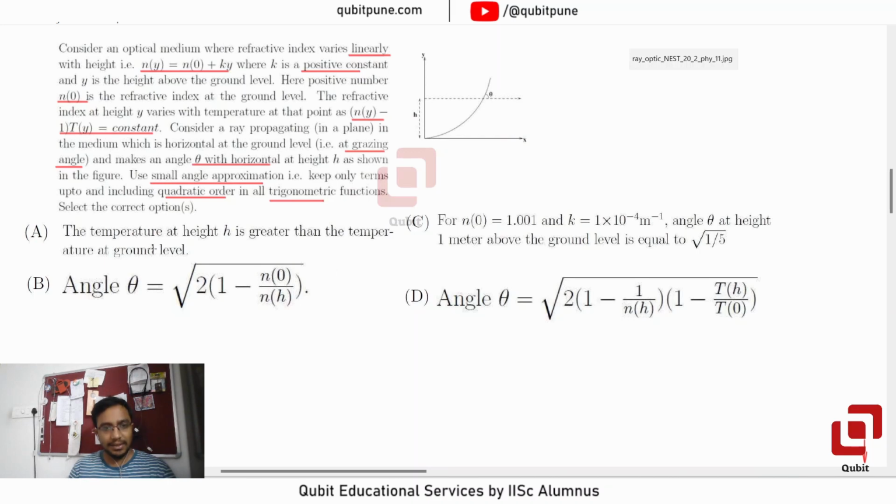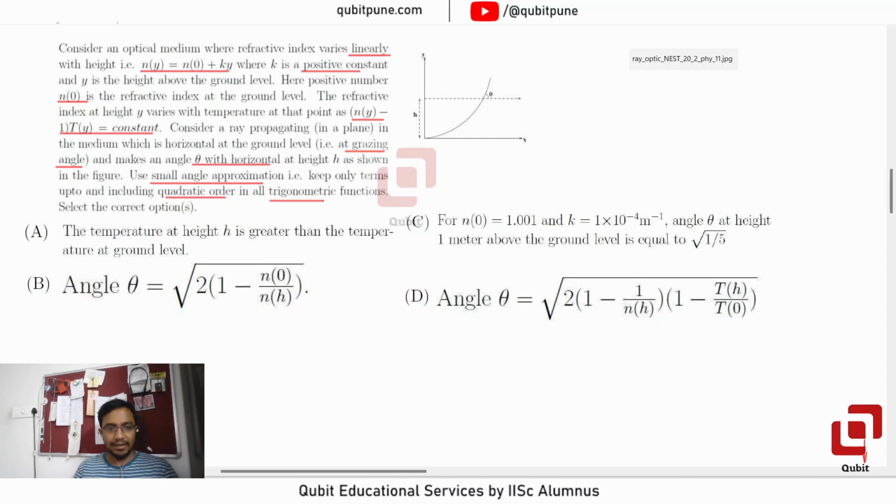A. The temperature at height h is greater than the temperature at ground level. B. Angle theta is equal to root 2 into (1 - n0/nh). C. For n0 equal to 1.001 and k equal to 1 into 10 raised to negative 4 per meter, angle theta at height h 1 meter above the ground level is root 1 by 5. D. Angle theta is equal to root 2 into (1 - 1/nh) into (1 - Th/T0).